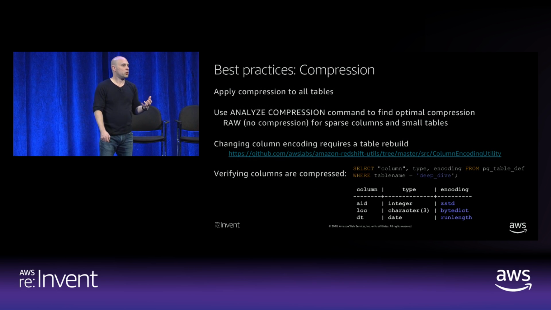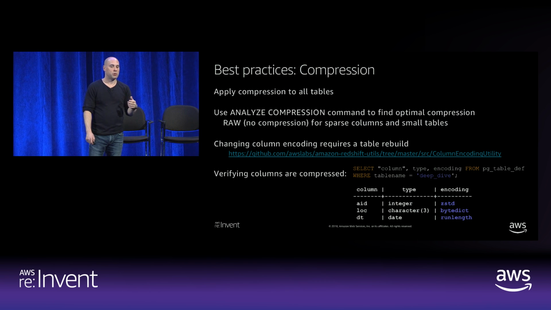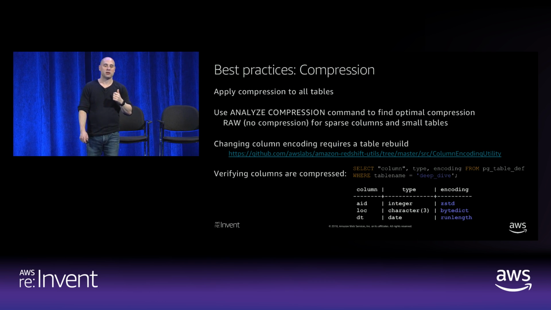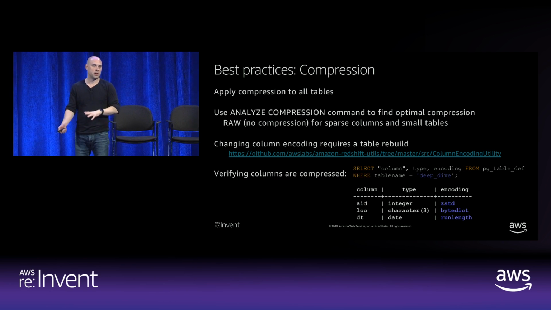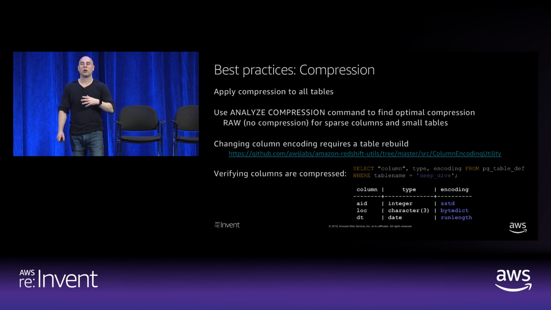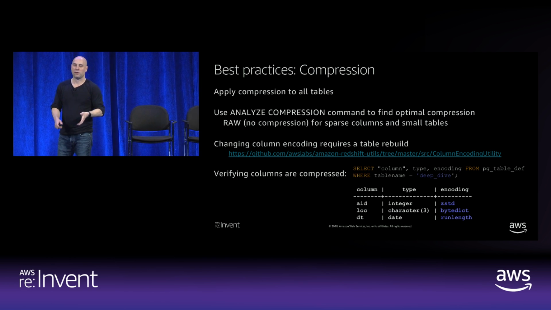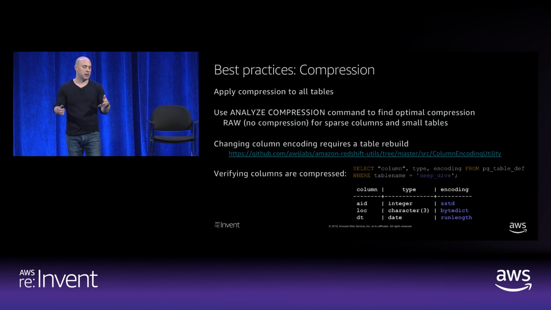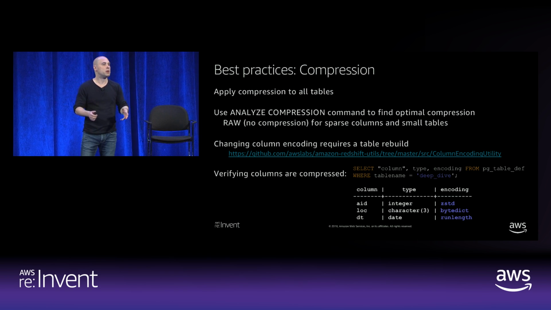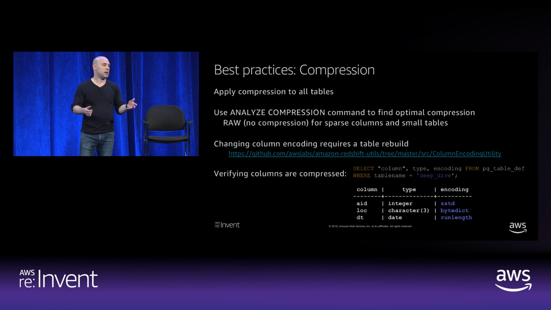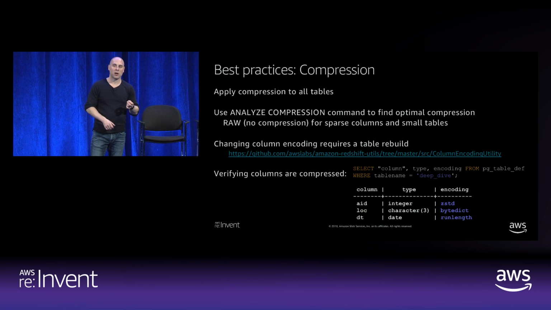Our best practice is to apply compression to pretty much every table. One thing you might notice, though, is our analyze compression may at times return an encoding type called raw, which basically means there's no compression at all. The reason it does this is if you have a really small table, like maybe 10,000 rows, for example, there might not be any benefit to applying compression, so Redshift will say it's better to leave this uncompressed. Same thing if you have sparse columns.